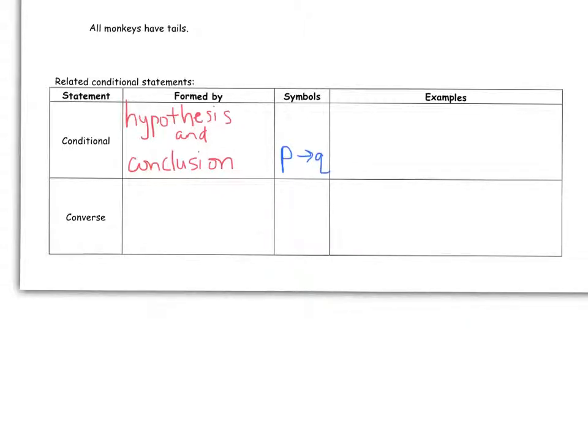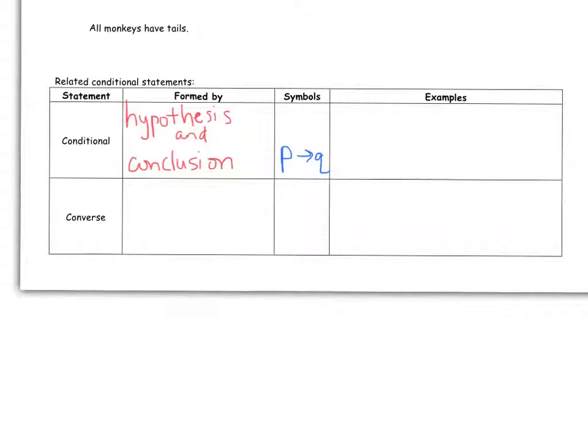And what this means, P is your hypothesis, Q is your conclusion. Once we see the next type of statement, it might make a little bit more sense. Like I said, we don't use these symbols a whole lot, but this is saying P implies Q, okay? P implies Q.